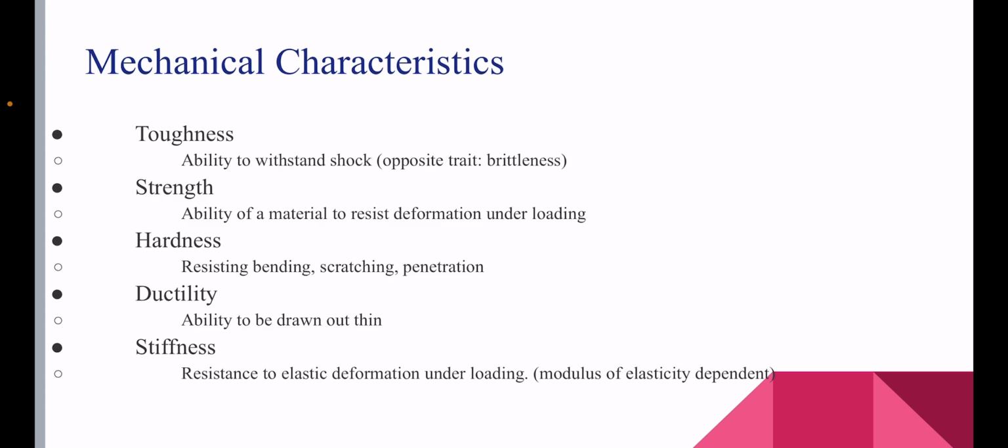Strength is just the ability to resist deformation under a loading. Hardness is one that we are familiar with. Diamonds, per se, are scratch resistant, resistant to bending, and penetration. Ductility, for example, copper and gold, are very easily drawn out into thin specimens. Stiffness is the resistance to elastic deformation under a loading. It's very modulus E dependent.